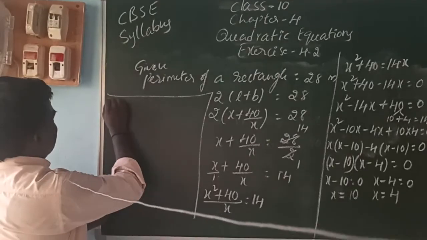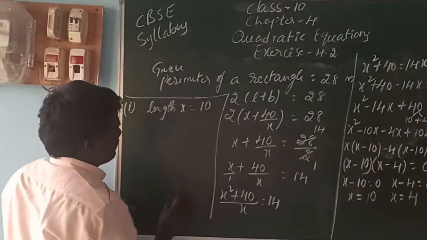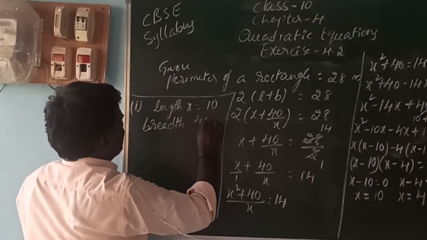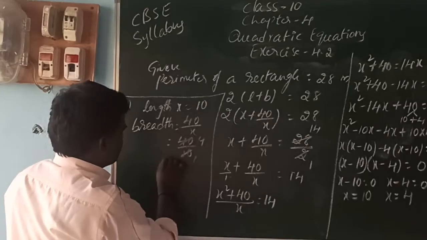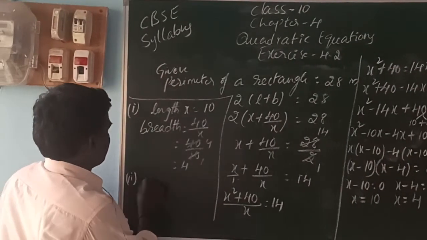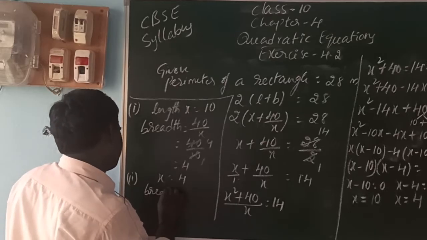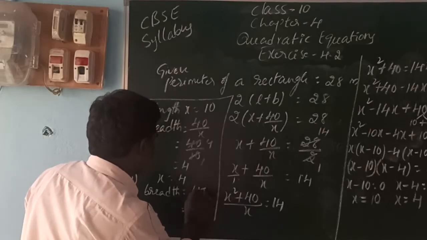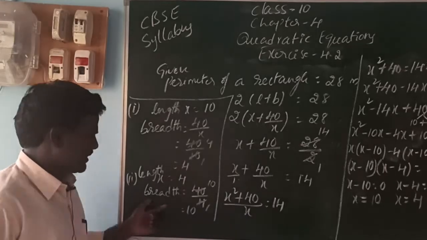So first one, length x is equal to 10. Then breadth is 40 by x, that is 40 by 10. 10 ones are 10, 10 fours are 40, so 4. Next, length x is equal to 4, then breadth is 40 by 4. 4 ones are 4, 4 tens are 40. So length x is equal to 4, then breadth is 10.